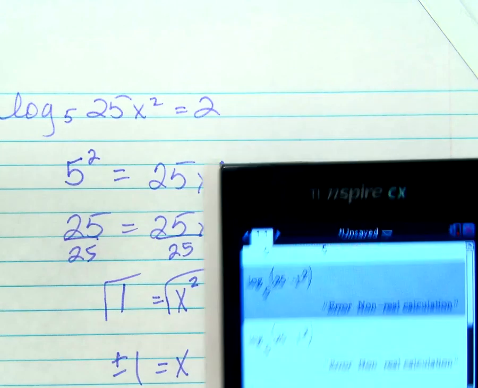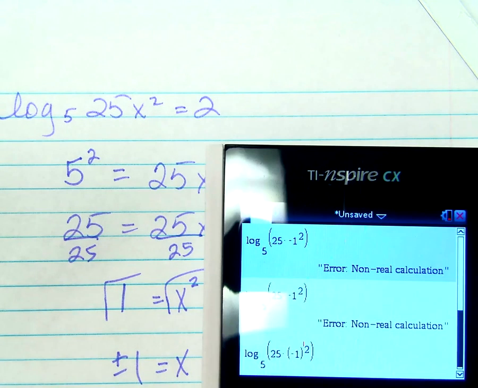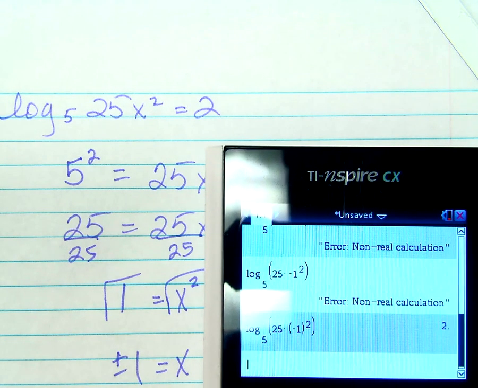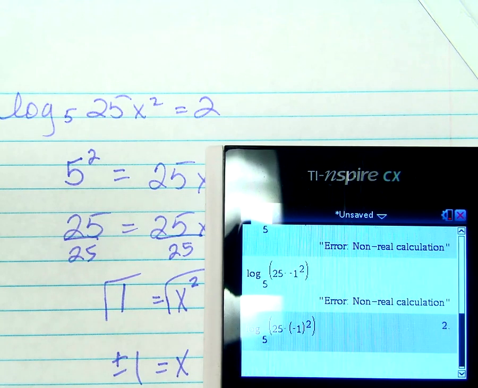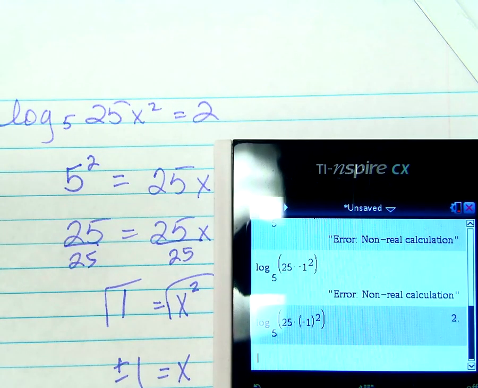Uh-oh, what did I do? Oh, I put the parentheses in the wrong place. Sorry about that. Let me fix it. There. That's what it needs to look like. See how the negative 1 is in parentheses? Then we get 2. And is that what we're trying to find? Yeah, 2. Does that make sense?